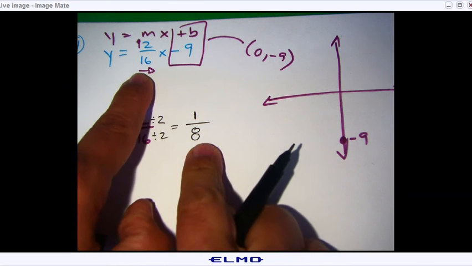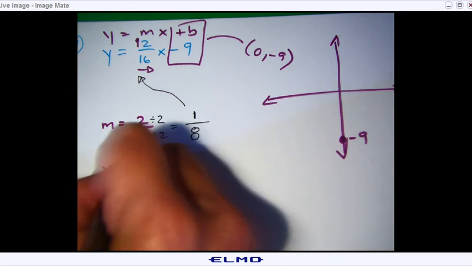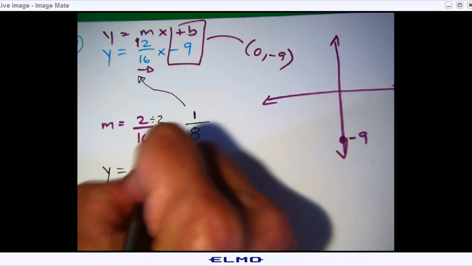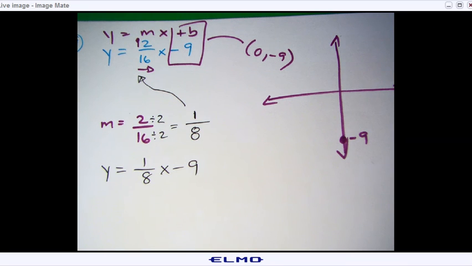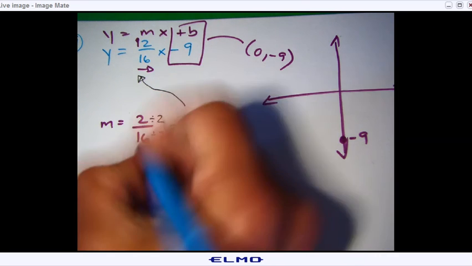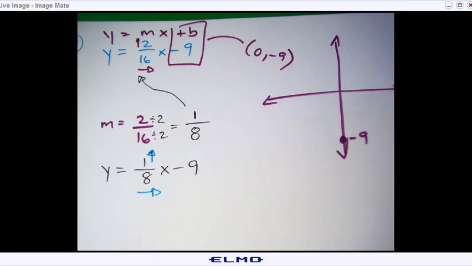So now instead of 2 over 16, you're going to write y equals 1 over 8x minus 9. Right? So again, rise over run because it's positive. So up 1 and to the right is 8. All right? You guys got that one? All right. Go ahead. I'm going to check it right now.